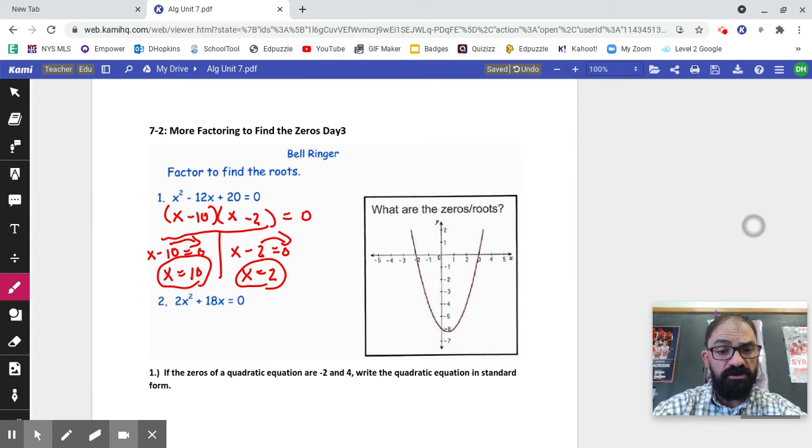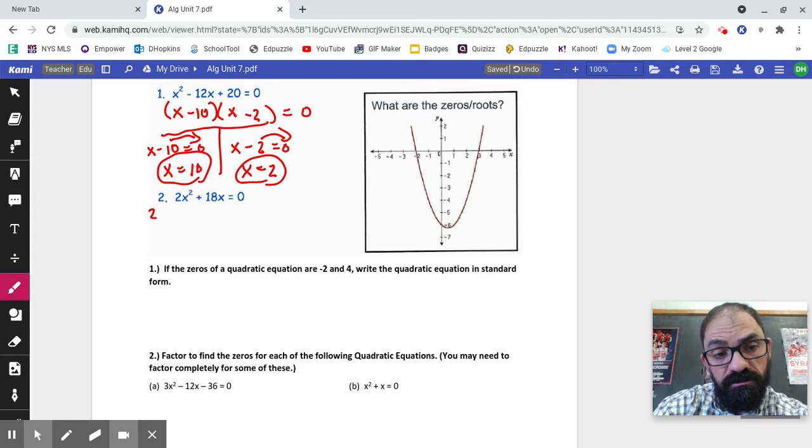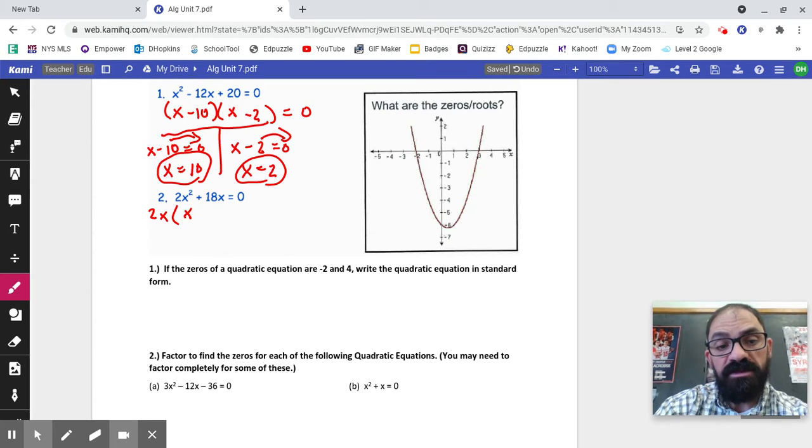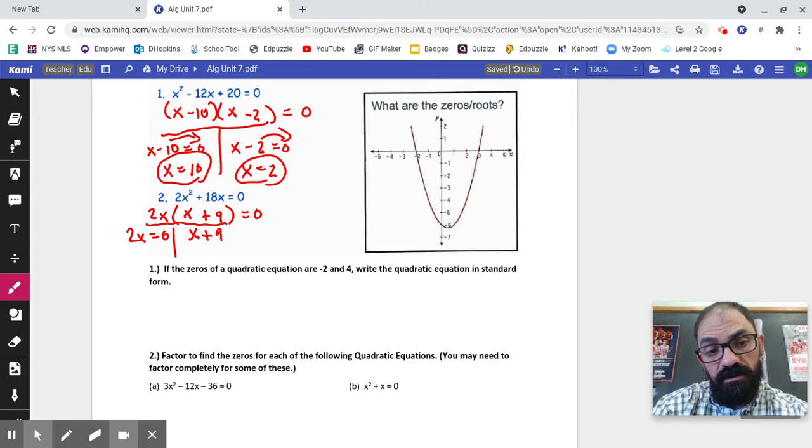All right, next one, number 2. In this case, there is a GCF. They both have a 2 in common, and between x squared and x, they both have an x. So if I take that out, I'm left with x plus 9. Again, t-bar it. Set each piece equal to 0 and solve. So if I divide both sides by 2, x equals 0 and x equals negative 9.